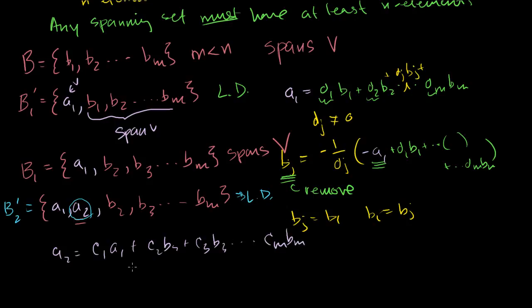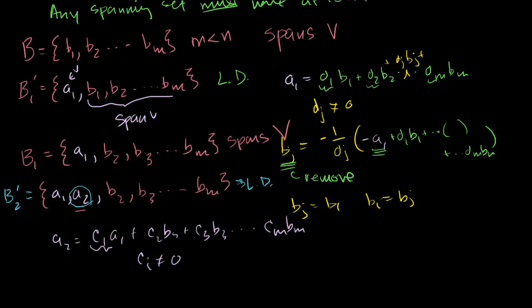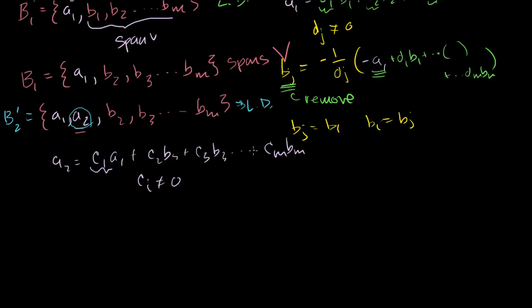Now, what I'm going to claim is that at least one of these coefficients is non-zero. So at least one of the Ci's does not equal 0. And I'll make the further claim that there's at least one that's outside of this one. It has to be that at least one of the coefficients on these B terms has to be non-zero. And the way you can kind of think about it is, what if all of these guys were 0?